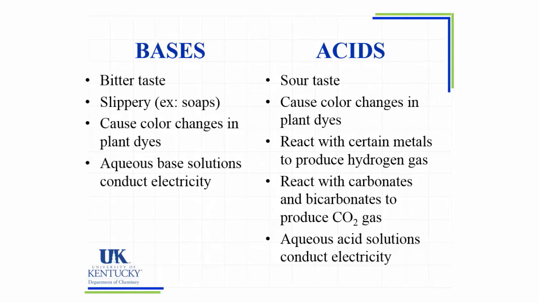When I look at acids, what we know is that they have a sour taste. If you've ever tasted a lemon and tasted how sour it was, that's from high levels of citric acid. We can also see color changes in plant dyes, because we can see the pH changes associated with those, and that's often used in indicators or in pH paper. We can get the reaction of acids with metals to produce hydrogen gas. And like the example we looked at previously, we can get the production of CO2 when the acid reacts with a carbonate or a bicarbonate compound.